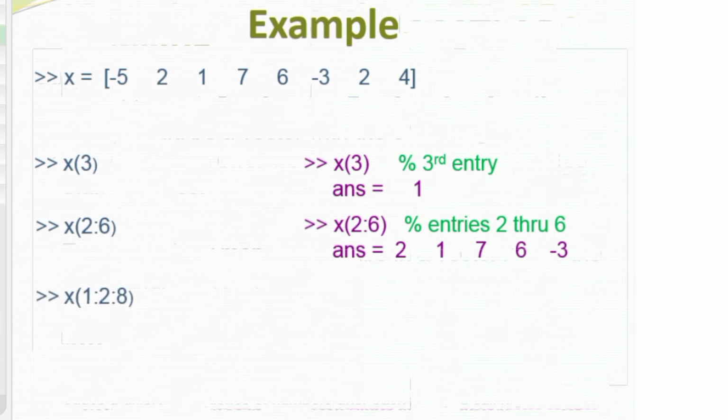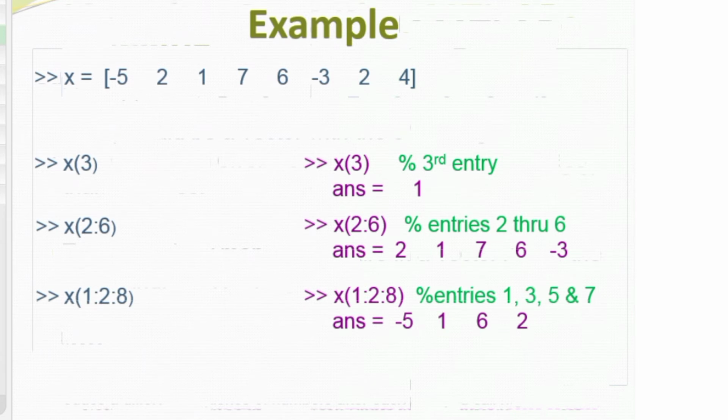I can do weird stuff too. If I type x(1:2:8), you've seen this before. You know what that means. That means start at 1, increment by 2, end at a number that's no larger than 8. So if we count our way through this, this would be entry 1, entry 3, entry 5, and entry 7.